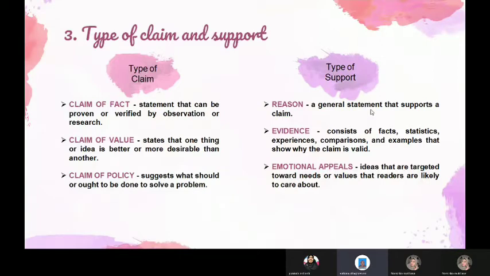Types of claim are divided into three types, namely the first, claim of fact. A claim of fact makes an assertion about something that can be proved or disproved with factual evidence.